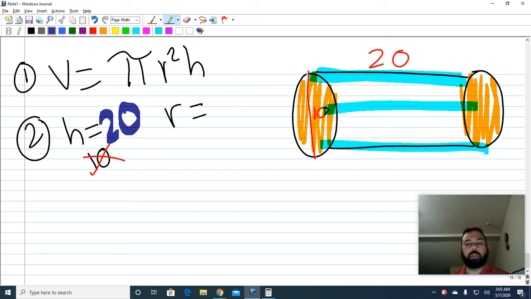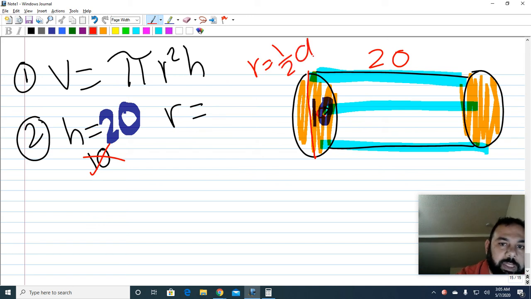What about your radius? I was given the diameter here. It was 10. That is the diameter. r is half of the diameter, so divide the diameter by 2. That's correct, it's 5. We didn't put units here, so let's use inches.